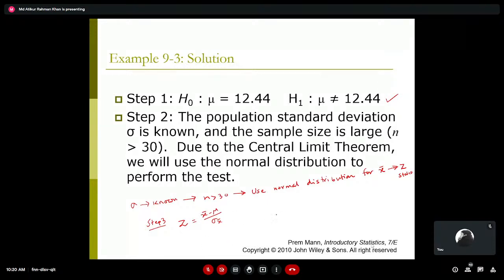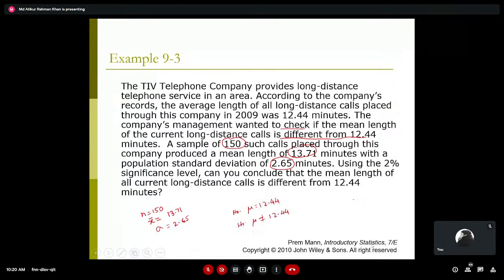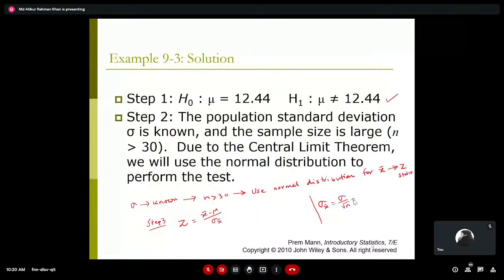So we need to calculate sigma x bar. Sigma x bar is sigma by square root of n. The value of sigma is 2.65, and the square root of 150. So you can find the sigma x bar. If you have a calculator, you can try to find it. It is 0.2163. Now we can put the values here.